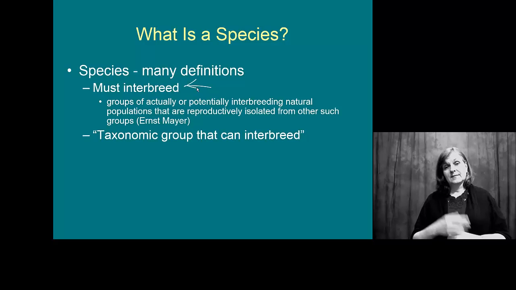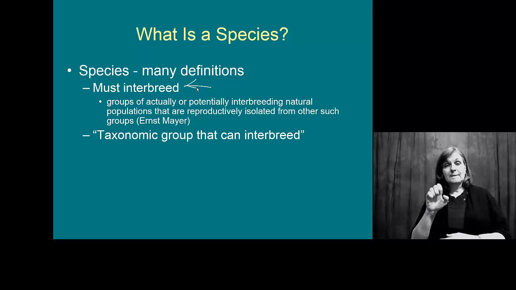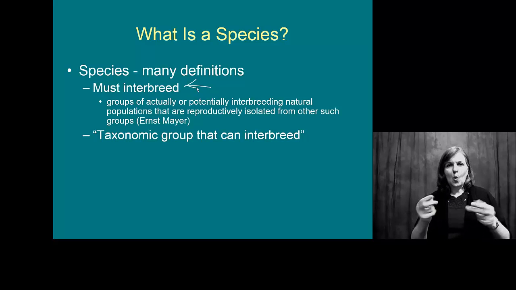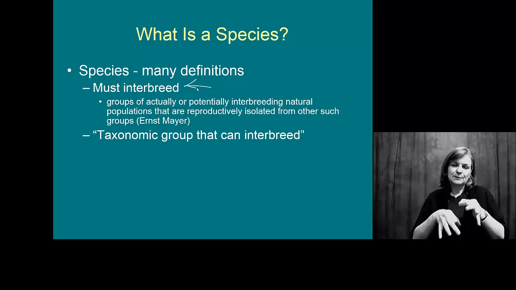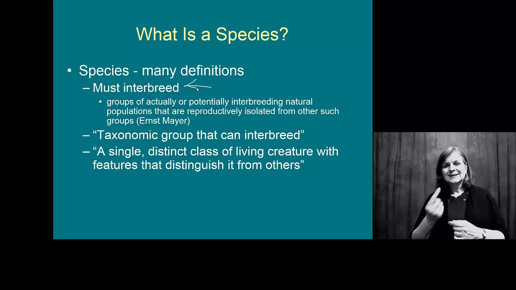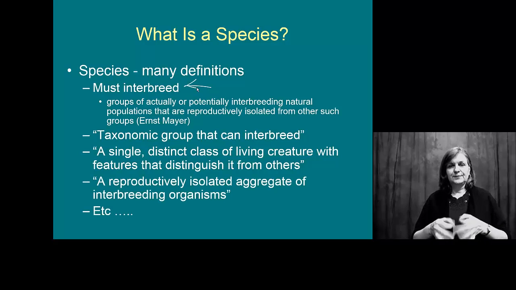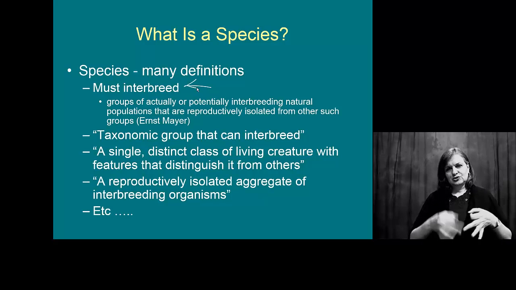It's been modified to suggest that they are a taxonomic group that can interbreed, meaning that they only will breed with individuals of the same species. Again, kind of a cut and dry definition, but not necessarily applicable to all situations. A single distinct class of living creature with features that distinguish it from others. Well, now we're just getting fluffy. So there are all kinds of these definitions available.